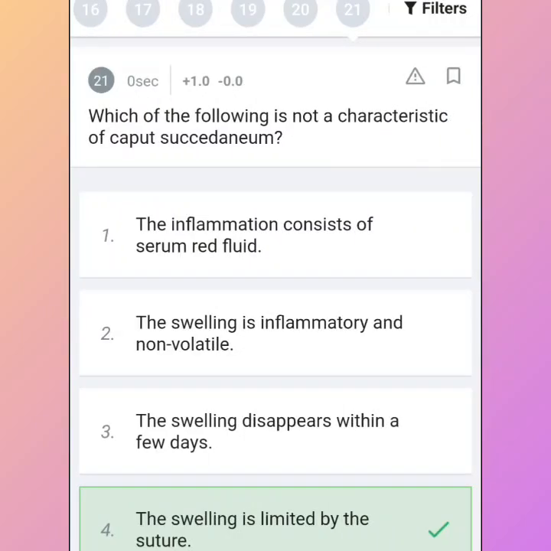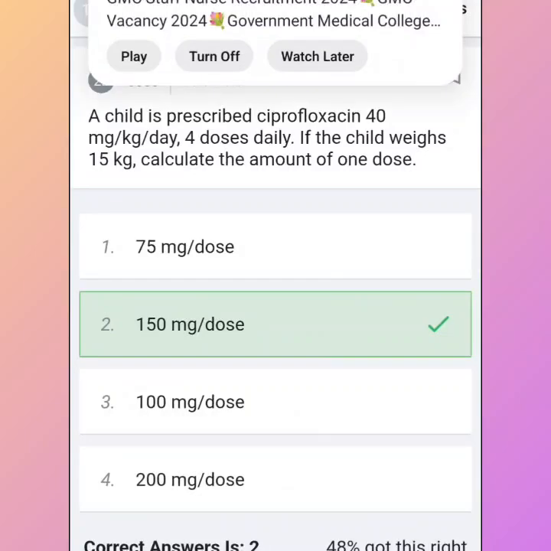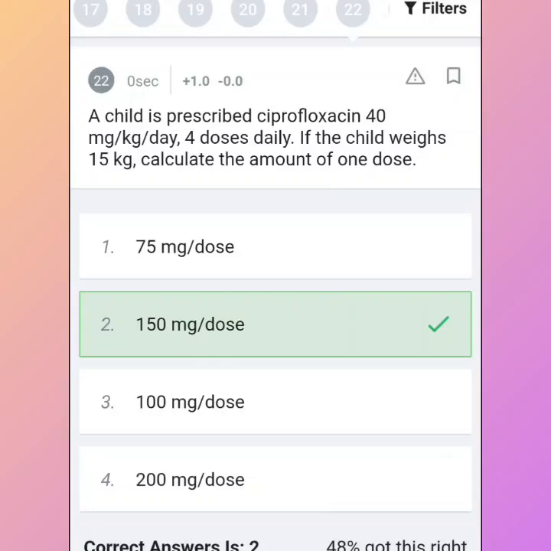Which of the following is not a characteristic of caput succedaneum? Option 4, the swelling is limited by the suture. A child is prescribed ciprofloxacin 40 mg per kg per day, 4 doses daily. If the child weighs 15 kg, calculate the amount of one dose. Option second, 150 mg per dose.